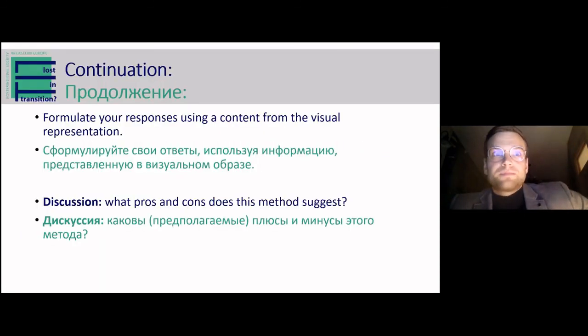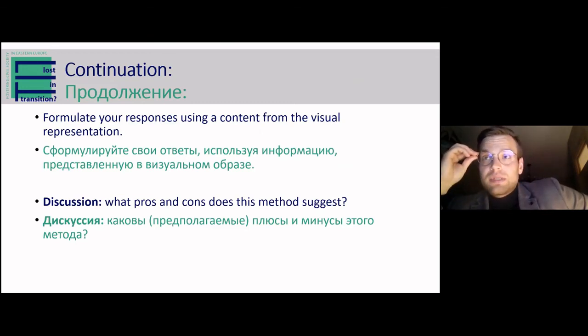Once you do that, I will ask you to formulate your responses to your conceptual questions using that visual representation. So whether you have something found on YouTube, or something in your mind like a documentary that you saw in your life that everyone knows from your country, you could talk about that in your group and think of the responses that you could provide for those conceptual questions.